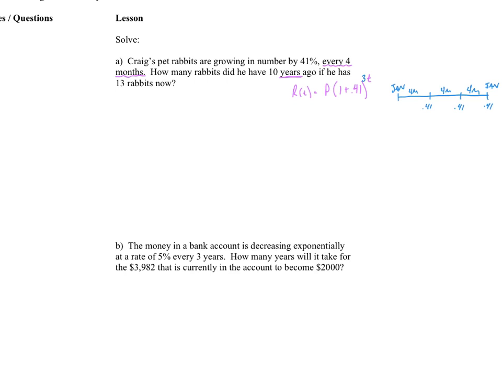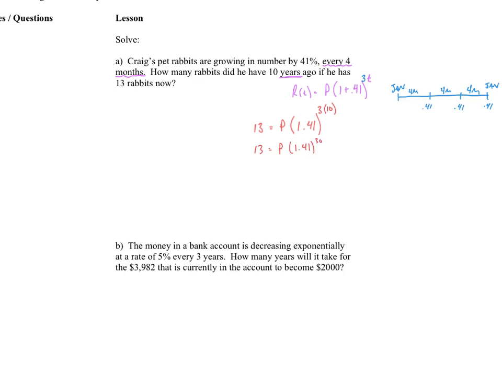How many rabbits did he have 10 years ago if he has 13 rabbits now? Well, we know that right now he's got 13 rabbits. That's going to be our total amount. We don't know how many he had initially, but we do know that the rate is 41%, and we will go with 3t for the amount of time. And since we know what t is, we can call t 10. All right, now we can finally do this. The next step here, we'll just write this as p times 1.41 to the 30th power.